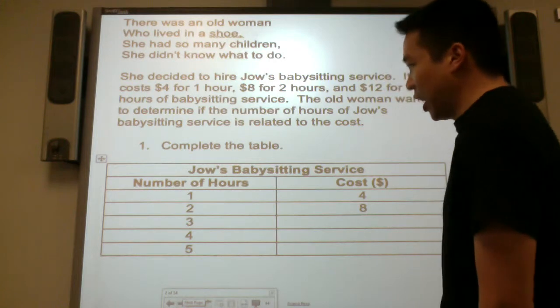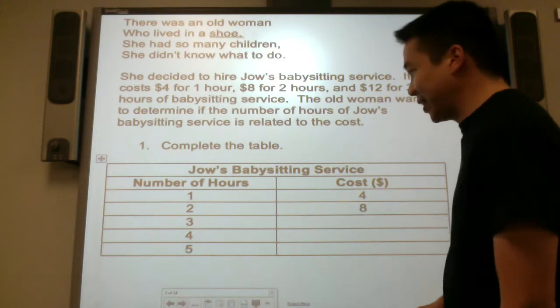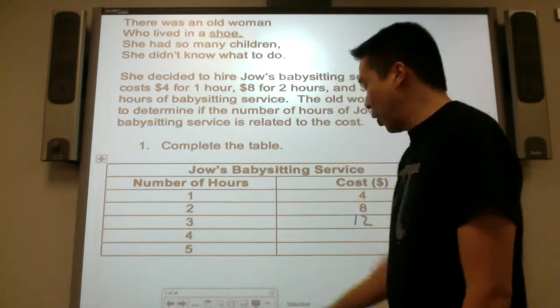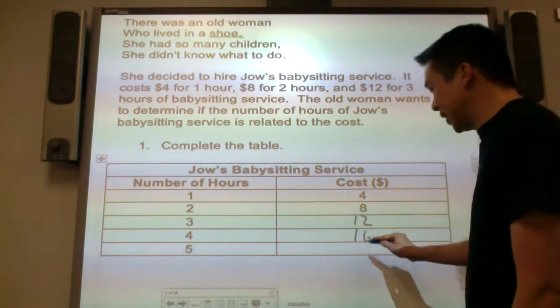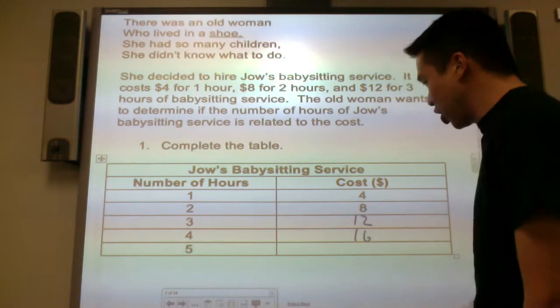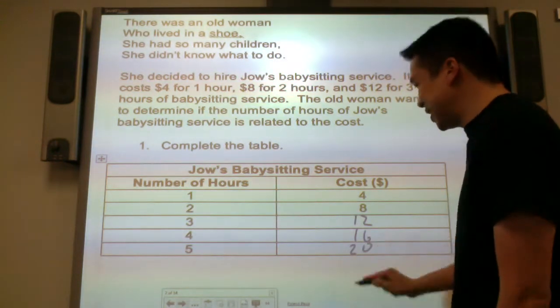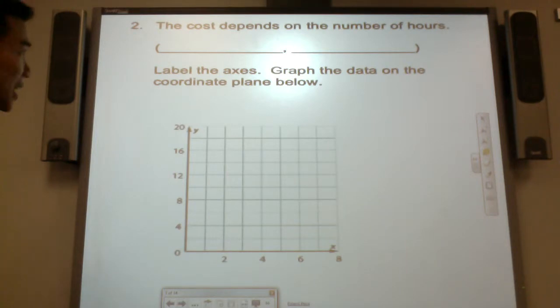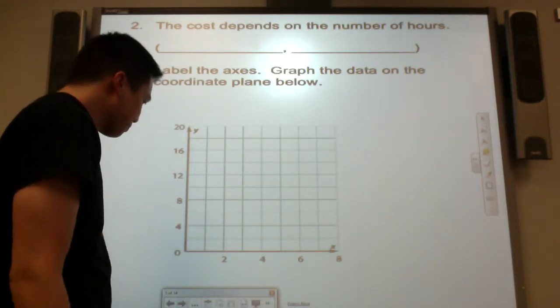So another hour, I charge another $4, it'll be $8. Another hour, I charge another $4, it'll be $12. Another hour, I charge another $4, it'll be $16. Another hour, I charge another $4, it'll be $20. So the cost depends on the number of hours.